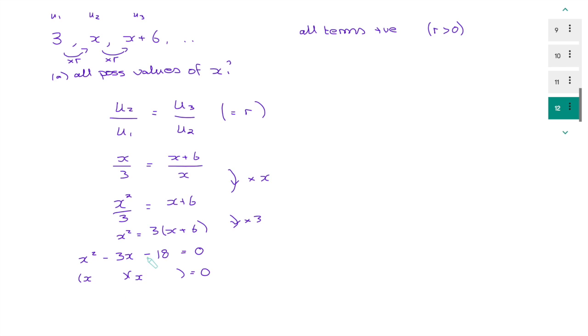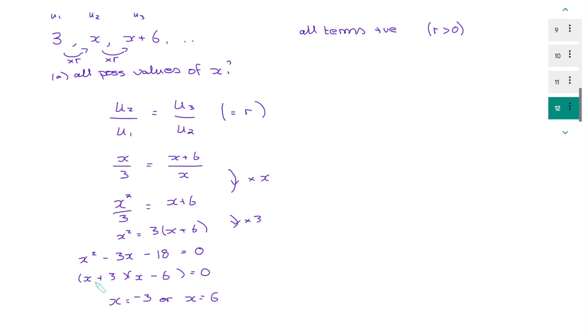The first term is an x squared, so each bracket will have x at the front. These signs have got to be opposite, because this times this is going to give me minus 18. And this minus 3 coefficient here means that the bigger factor of 18 is going to be the minus one. My guess is we're probably going to use 6 and 3, because that has a difference of 3. So minus 6 and plus 3. So there you go, we've got our values for x. So x is minus 3 or x equals 6.